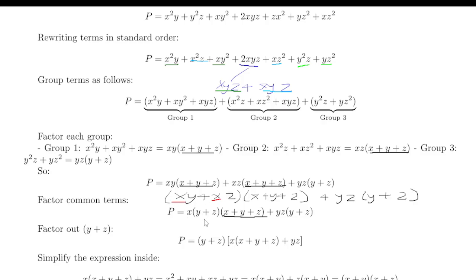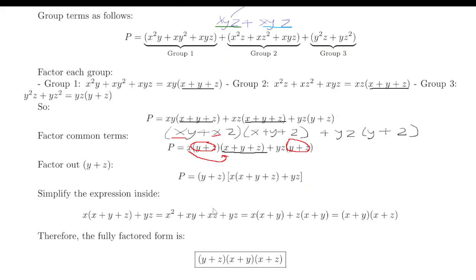So x times the quantity y plus z times x plus y plus z, and then plus yz times y plus z. Now this x, I'm just going to move it over here. So we have y plus z, and then in the bracket, we have x times x plus y plus z plus yz. Because what I did was I just factored out this y plus z from both of these.